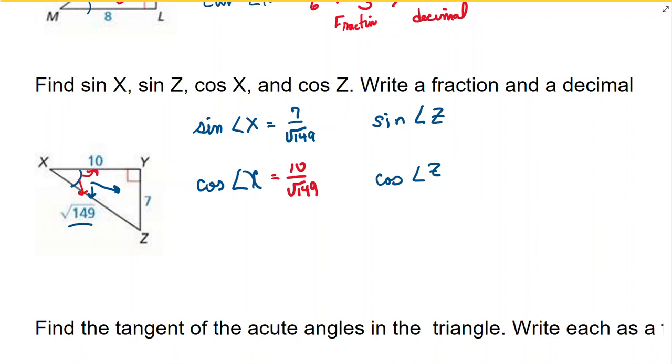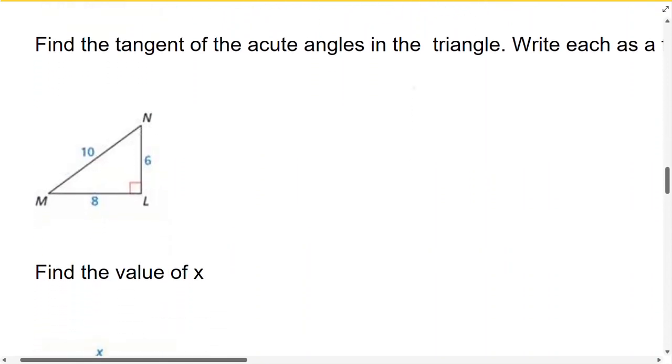So now we're coming back to the sine of Z. Well, Z is over here. Opposite for it is 10 over the square root of 149. And if I did the cosine, I would have 7 over the hypotenuse. And we can see the relationship of the numerators, exchanging values, I should say.